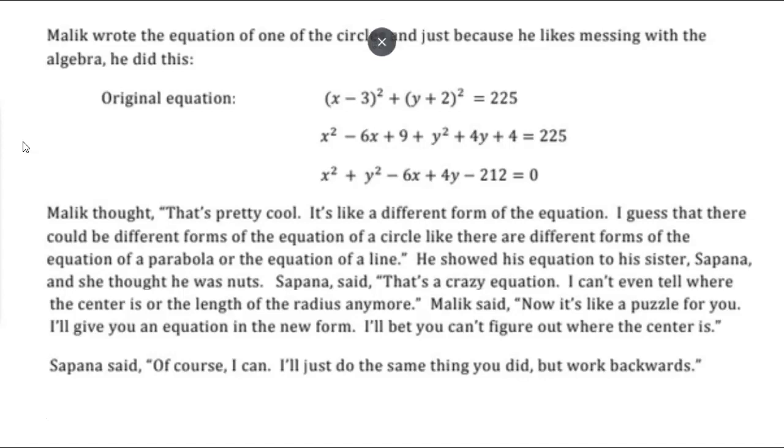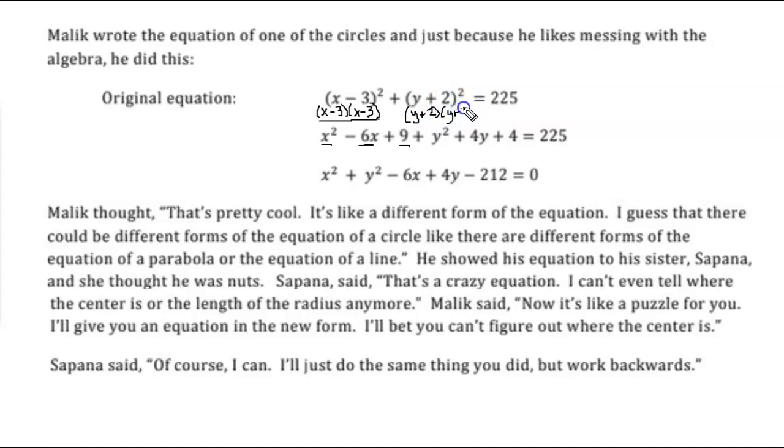What you'll notice that he did is he remembered what it meant to be a binomial squared. He went and actually expanded out (x - 3)(x - 3) and did that multiplication and found out that it was x² - 6x + 9. He did the same thing for (y + 2)², expanded it to (y + 2)(y + 2), and got y² + 4y + 4. The 225 didn't really need any changing at the moment.